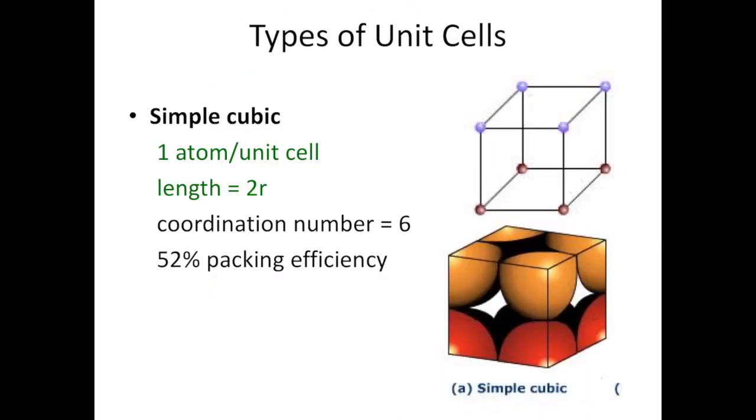We have 1 atom per unit cell because 1/8 of each atom is at each corner. And so that adds up to 1 because there are 8 corners. The edge length is 2 times the radius. Your coordination number is 6, meaning that each atom has 6 nearest neighbors. And we have a 52% packing efficiency, which honestly isn't that efficient. So we don't really do a whole lot with simple cubic, but that's just what it is.